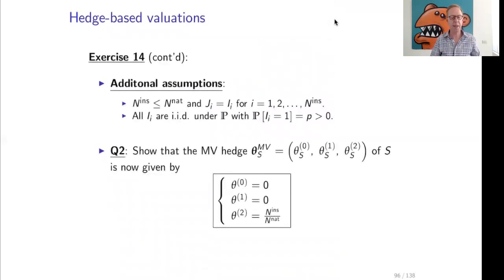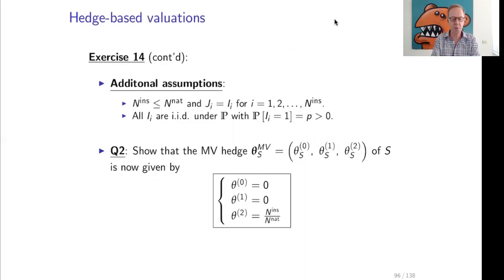Let us now continue with exercise 14 and take an additional assumption. Let us now assume that G_i is I_i for i is 1 to the number of insured people, where N insured is smaller than N national. So what does this mean? This first assumption means, in fact, that the insured population is a subpopulation of the national population. So the national population is Belgium, the insured population is completely within Belgium.